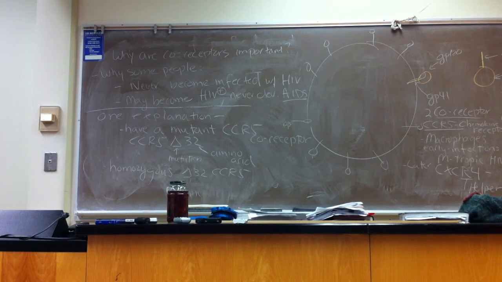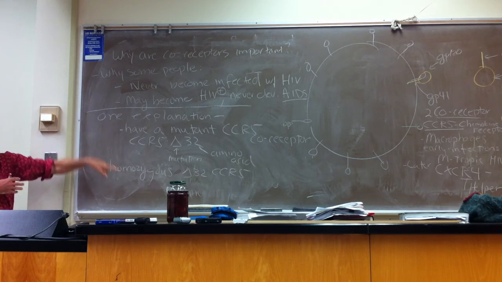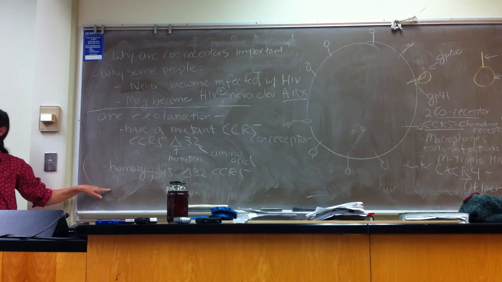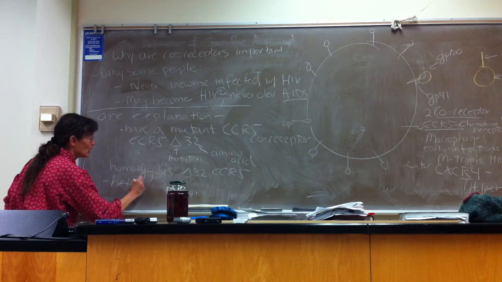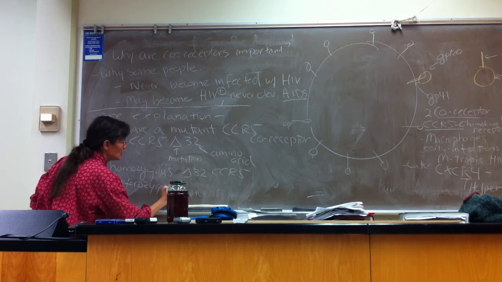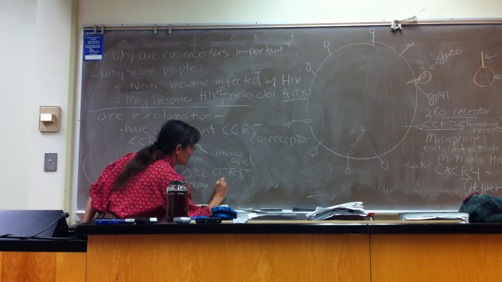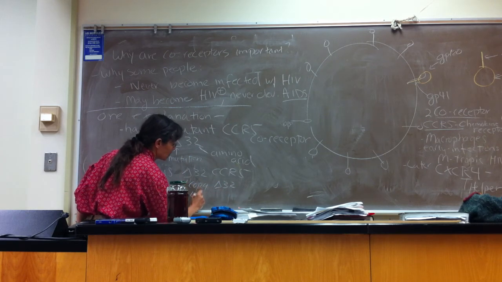And the folks that may become HIV positive but never develop AIDS, what do you think? What's their genetics? They're right, they've got one copy, right? They're heterozygous, meaning they have one copy of the delta 32, and they have one wild type or normal copy.